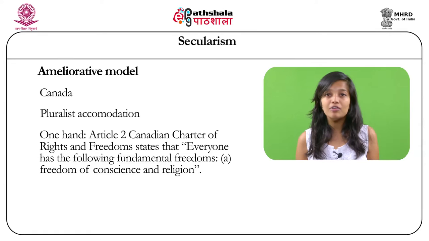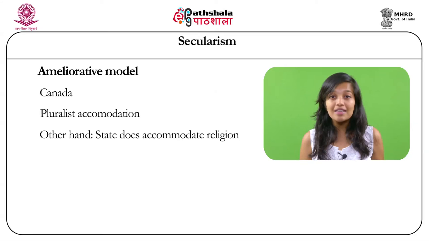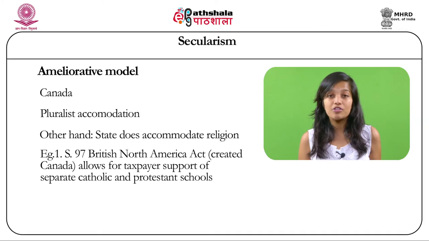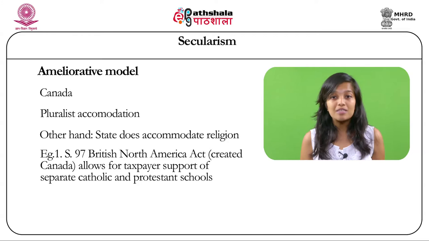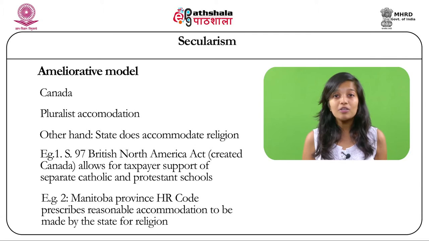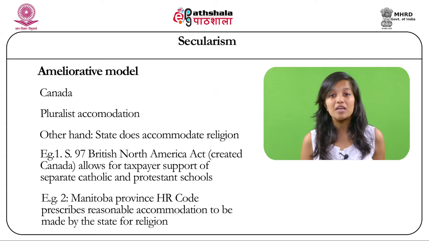However, on the other hand, the state of Canada does in certain circumstances positively accommodate certain religious behavior. For instance, Section 97 of the British North America Act, which in fact created the Dominion of Canada itself, allows for taxpayer support of separate Catholic and Protestant schools. Moreover, if we look at a more recent example, within the Manitoba province of Canada itself, the provincial human rights code prescribes that reasonable accommodations must be made by the state for religion.